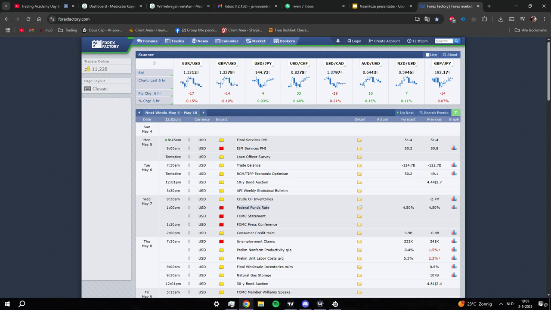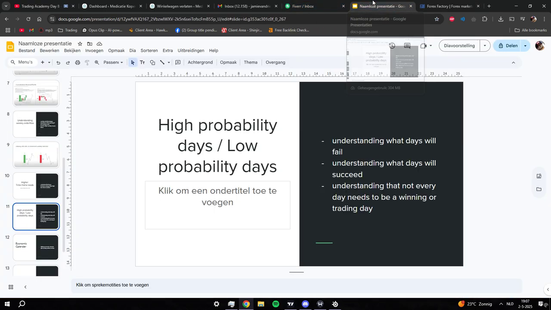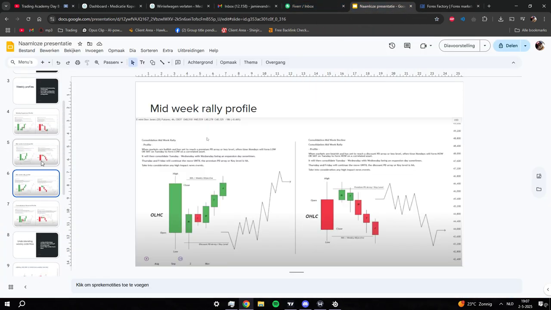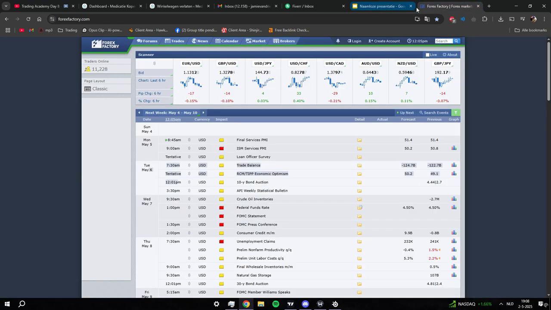Tuesday also might be a consolidation day because it's an anticipation for Wednesday. So already seeing this on the economic calendar, you can already see what profile would make the most sense for me: Monday, Tuesday consolidating, Wednesday clapping the range, going into a PD array and distributing higher. Okay, so you can already determine just by looking at the economic calendar how the days will probably act.